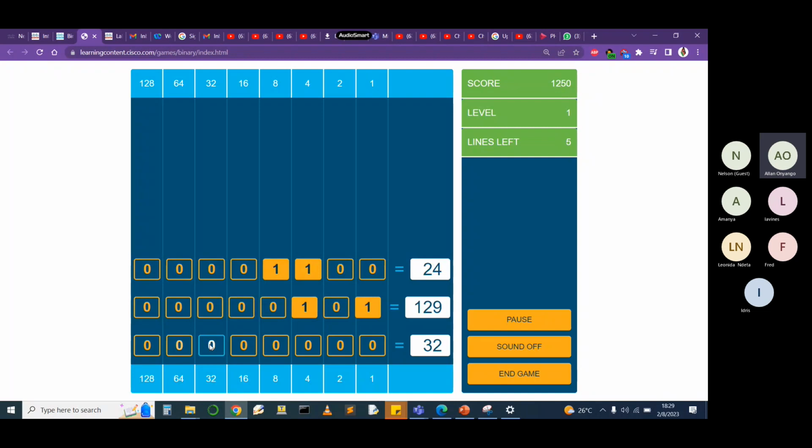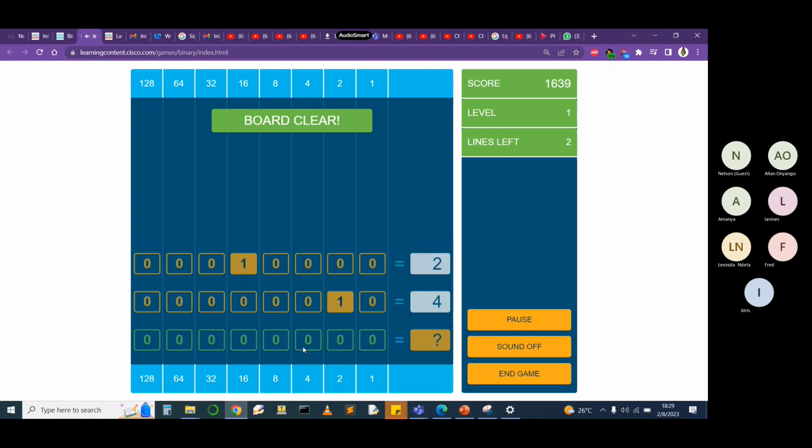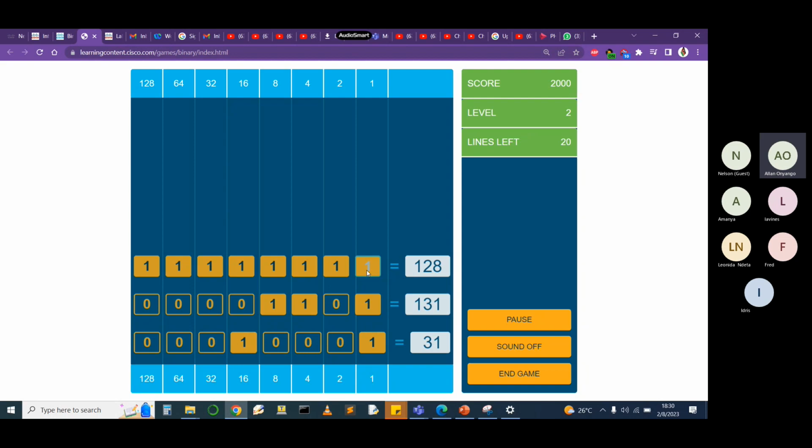129 is 128 plus 1. 24 is 16 plus 8. Let's go. 2 is just 2 here. Remove that. 4 is just 4 here. Remove that. And level 1 is complete. I will need you guys to reach level 3. Let me play level 2 for now.